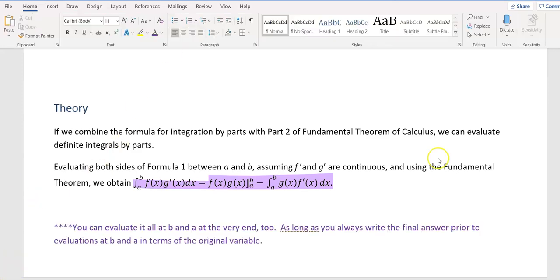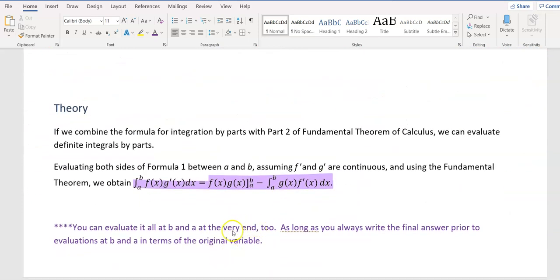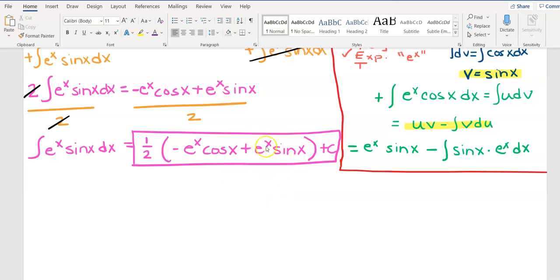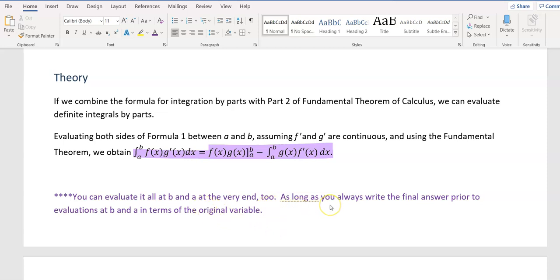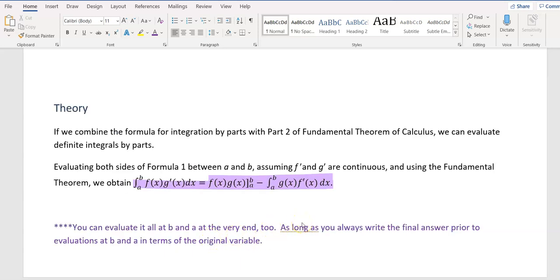Or you can, and I just added this in here, you can evaluate this whole answer to your integration by parts at the very, very end. Like here when we got the final expression, obviously without the plus c, you can evaluate it at the very end at b and a, but you have to make sure that you're all in terms of the same variable. So if you had to do any sort of u substitution or w substitution, just make sure that you have it back in the original variable, and then you can evaluate it at b and a and subtract those two. So you can do it at the very end, and personally that's my preference.